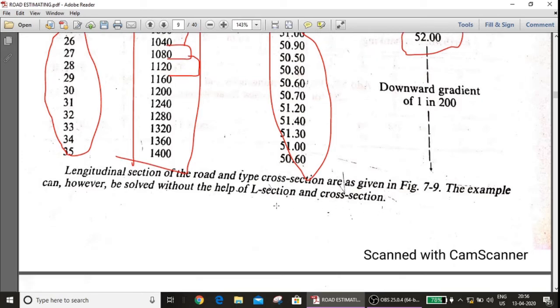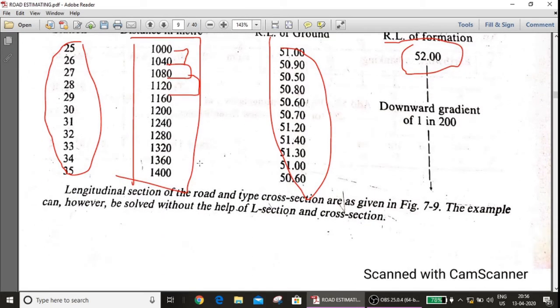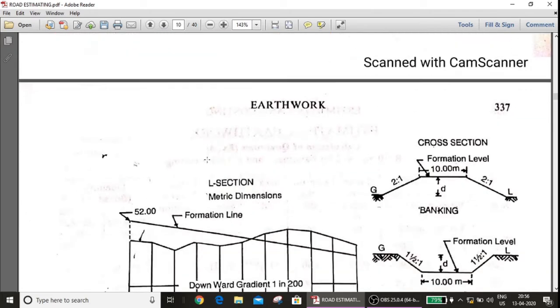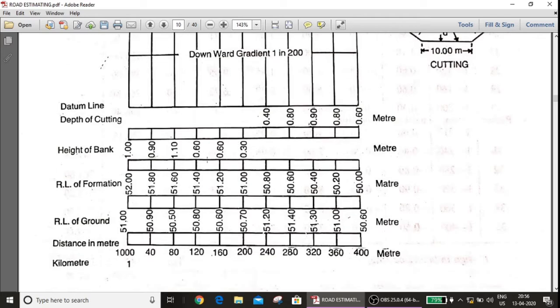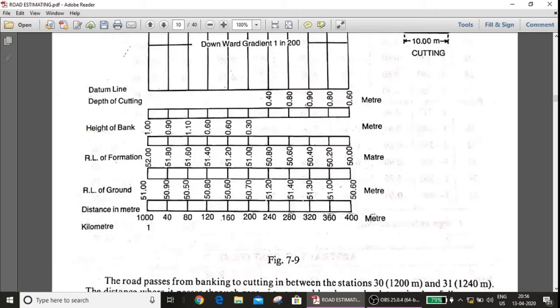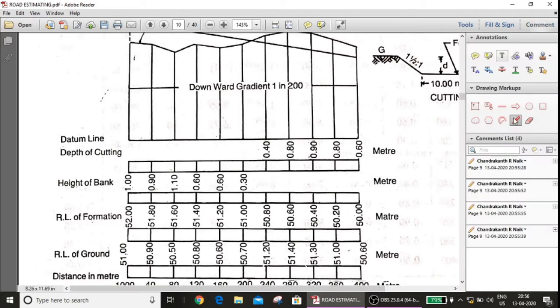And also they have given that longitudinal section of the road and type of cross section are given in the figure, fine. The example can however be solved without the help of the L section. Even though the data is given, it can be solved without the help of the L section, because the data is given. From that data we can draw the L section and we can estimate, fine. So here it is the L section. What have they given, what is that L section?